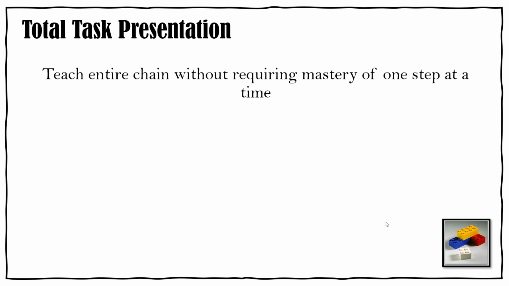Okay, the last one is what we call total task presentation. This is when you teach the entire chain without actually requiring mastery of one step at a time. So remember, with forward and backward chaining, with backward you're teaching the last step, and once they master it, you move on to the second to last step. Or with forward chaining, you're teaching the first step, and once they master the first step, you go on to the second step. With total task presentation, you're going to do each step in the chain, and you're going to prompt each step as needed.